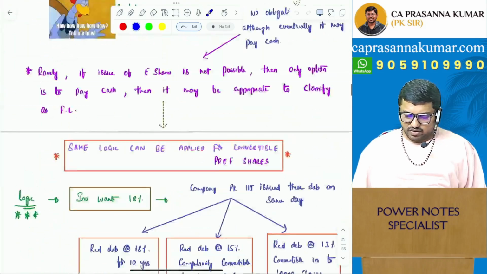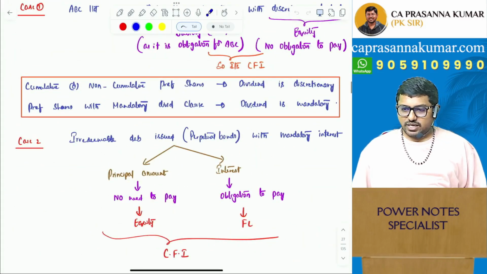All right. After that, we have contingent settlement provisions. So case by case, we'll try to cover.